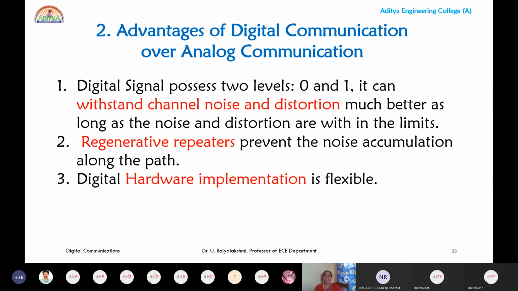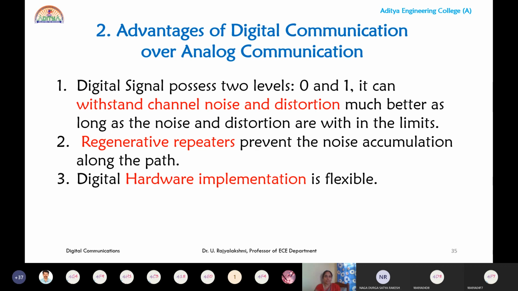Digital hardware implementation is flexible. For example, if you want to develop some hardware circuit, then this digital signal is flexible while implementing the hardware, instead of taking the input signal as analog. So digital hardware implementation is flexible, and it is comfortable compared to considering the input as an analog signal.